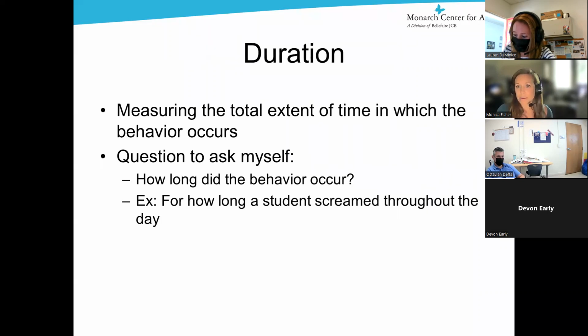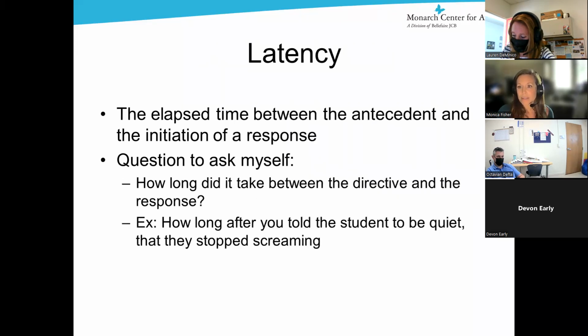You can also measure behavior by how long it lasts, and that's called duration. So the total extent of time in which the behavior occurs from the start of the behavior to the end of the behavior. And you can measure using a latency measure. A latency is time that elapses between the antecedent and the initiation of a response. So if I say, walk to your locker and get your backpack, right? After I've said that, how much time has elapsed before that child performs that behavior? That's called latency. A lot of times we use latency measures for things like transitions or following directions, because ultimately we'd like to shorten that period of time.